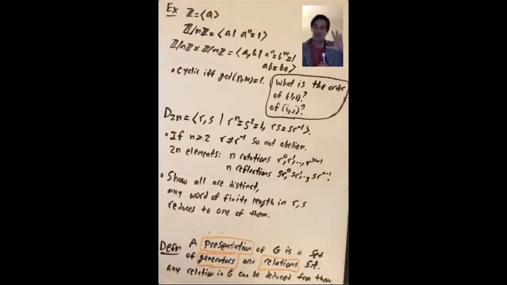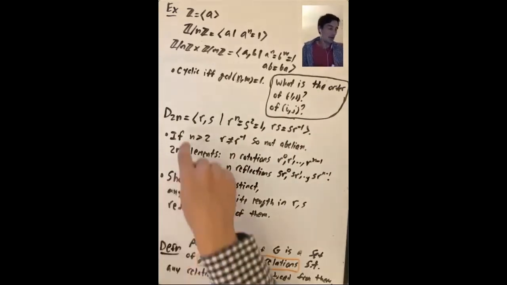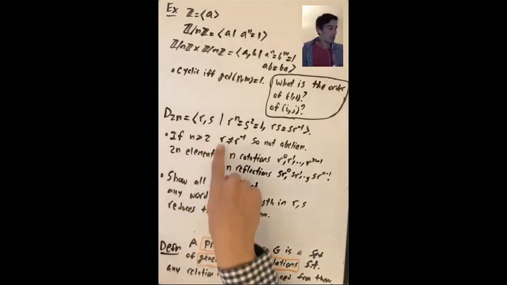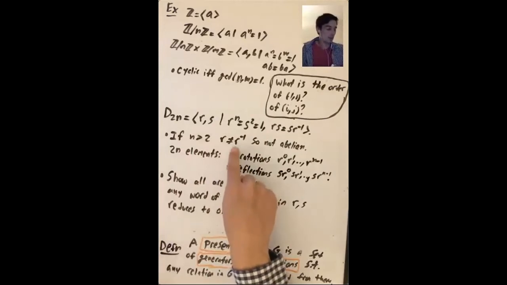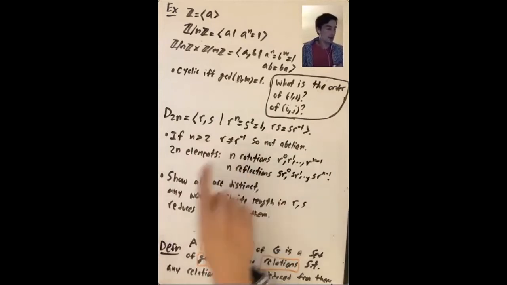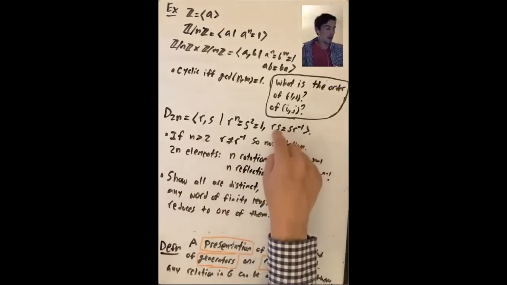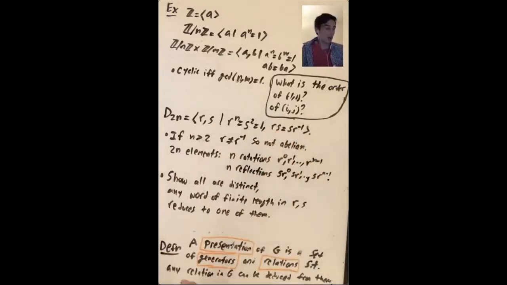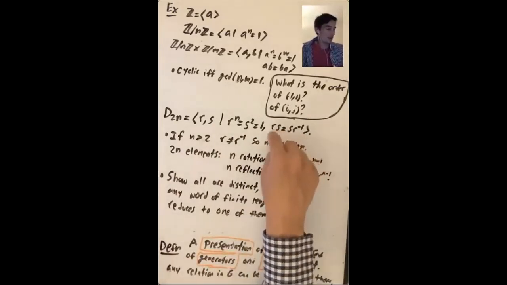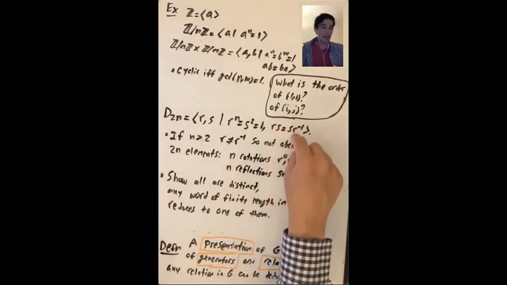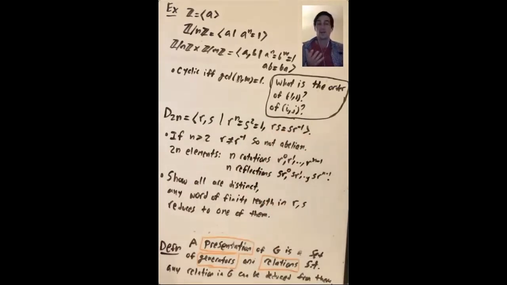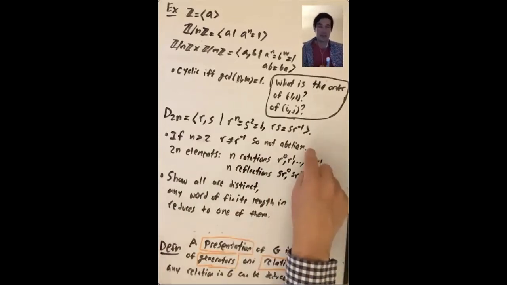Reflect and then rotate versus rotate and then reflect. If n is bigger than 2, r is not equal to r inverse, so this is not abelian. I mean, r times s is just not equal to s times r, because if s times r equals r times s times r equals s times r inverse, and in a group you can cancel. If sr equals sr inverse, then r has to be equal to r inverse. So that's a quick way to see that this is not abelian.